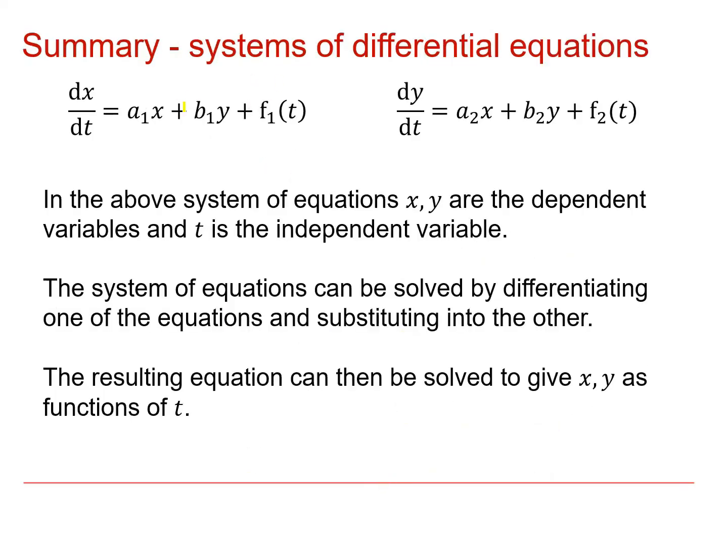So in summary, if we've got a system of differential equations, they could be of this form, where we've got dx by dt is some multiple of x plus some multiple of y plus some function of t. We haven't looked at an example with that, but it can be that complex, and a similar expression for dy by dt. In that situation, x and y are the dependent variables, and t is the independent variable.